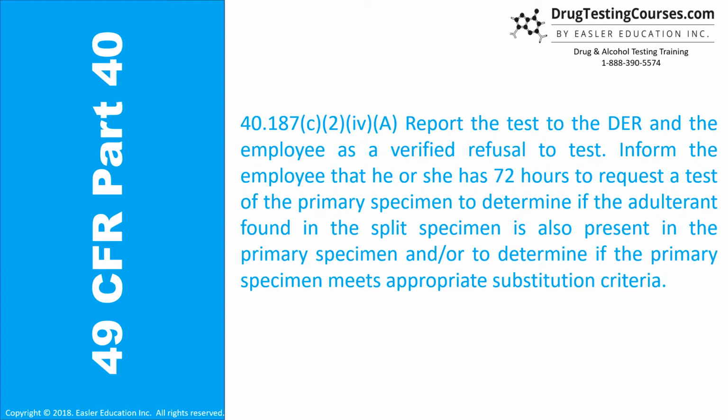40.187C2 sub 4A. Report the test to the DER and the employee as a verified refusal to test. Inform the employee that he or she has 72 hours to request a test of the primary specimen to determine if the adulterant found in the split specimen is also present in the primary specimen and/or to determine if the primary specimen meets the appropriate substitution criteria.